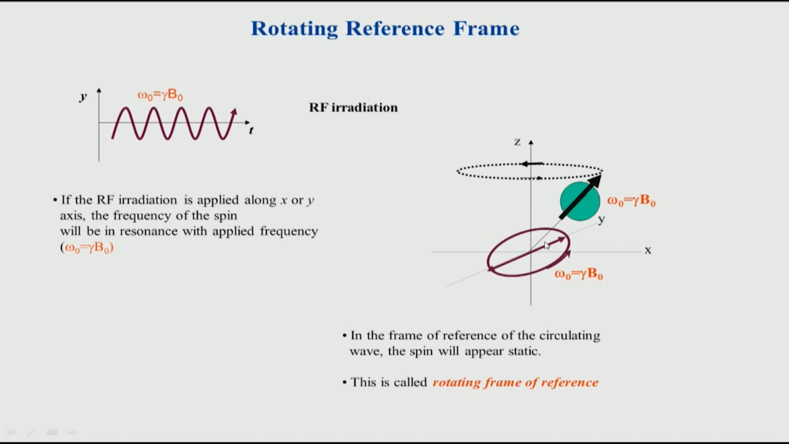So, the same thing is happening here. If you go to the rotating frame of reference, a frame of reference rotating with this magnetic field, then in that particular frame of reference this spin looks static. So, this is called on resonance.